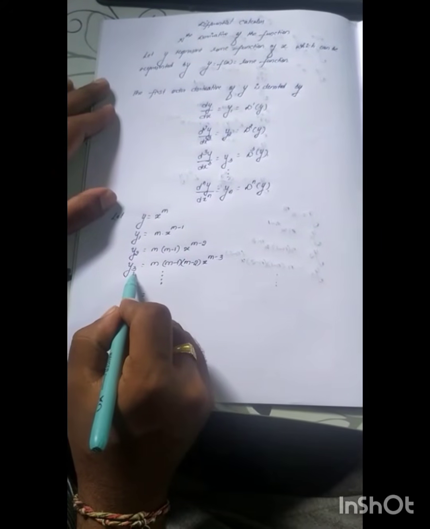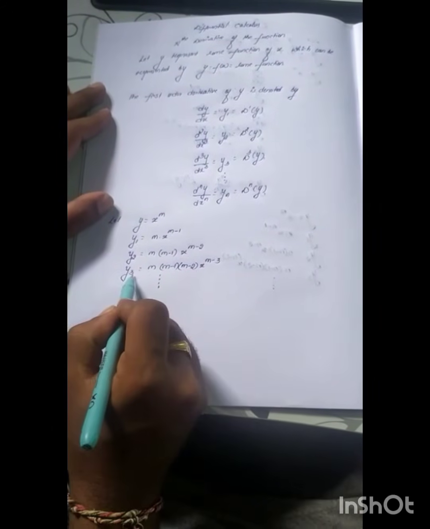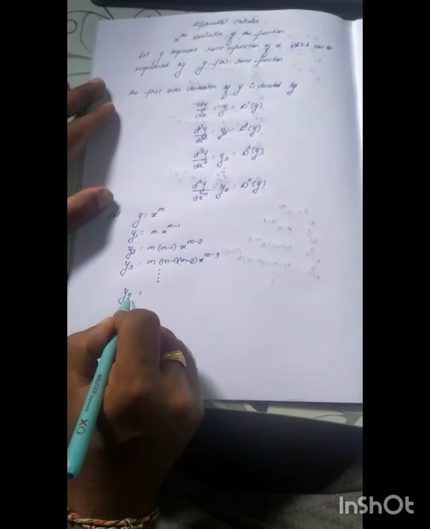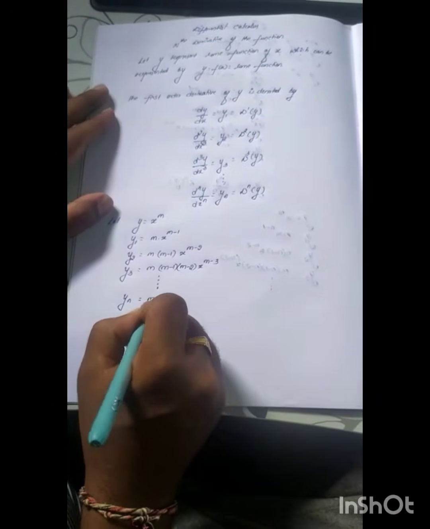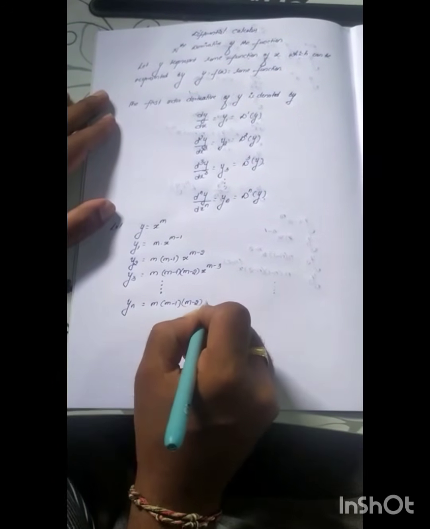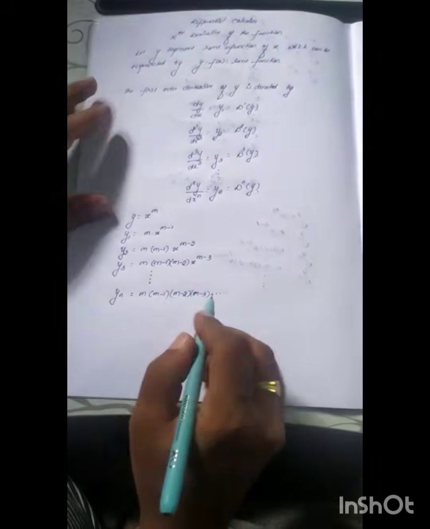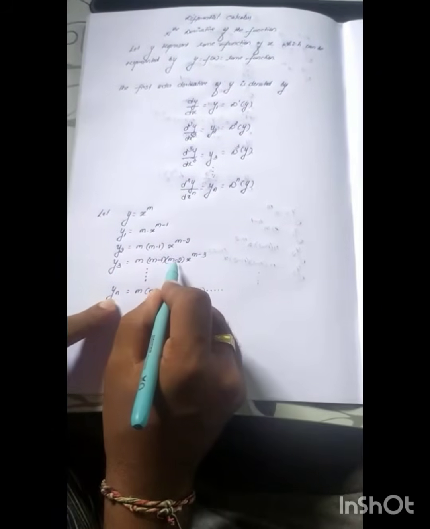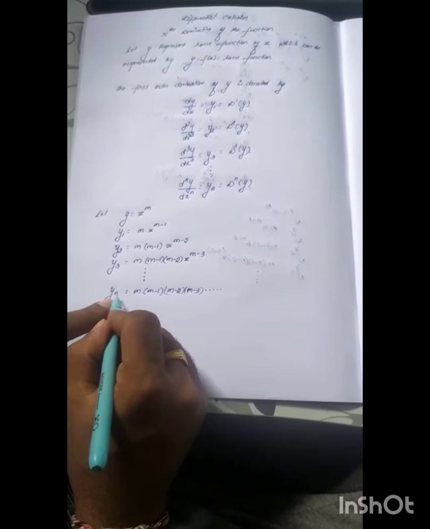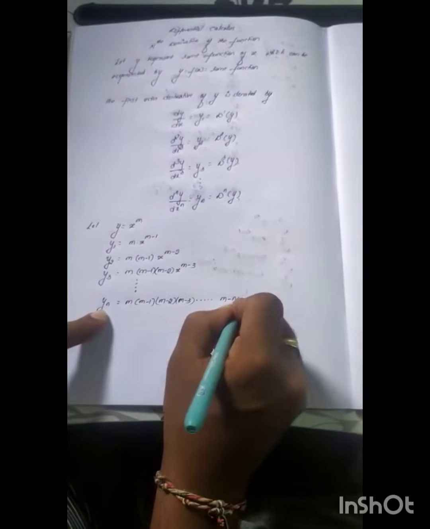And when we take the third order derivative y3, it is m into m minus 1 into m minus 2. When it is 3, we are writing it till m minus 2, and x power m minus 3. And when it is yn, what will happen? m into m minus 1 into m minus 2 into m minus 3 and so on, m minus 4, m minus 5 and so on. When it is 3 it is m minus 2, and when it is 2 it is m minus 1, so when it is n, this should be m minus n plus 1, right?